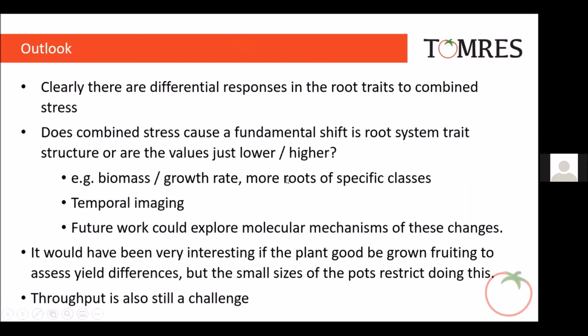So, a quick summary and outlook on this work. There are clearly differential responses in the root traits to the combined stress. Something interesting we've been thinking about is whether the combined stress can cause a fundamental shift in the root system trait structure, or whether it's just that the values are lower.